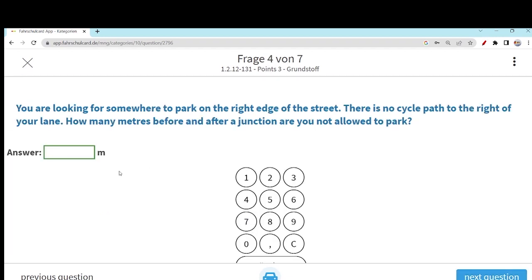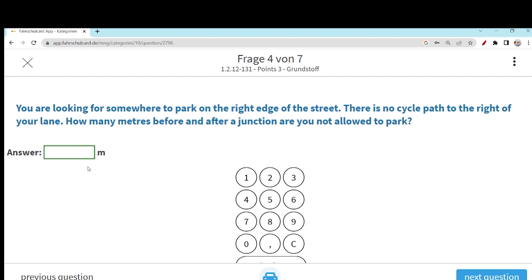You are looking for somewhere to park on the right edge of the street. There is no cycle path to the right of your lane. How many meters before and after a junction are you not allowed to park? I think this question we have discussed a lot. We have even made separate bonus videos on how much distance you should keep from a junction, from a Saint Andrew's cross, from a vehicle moving ahead of you. You can watch those videos.